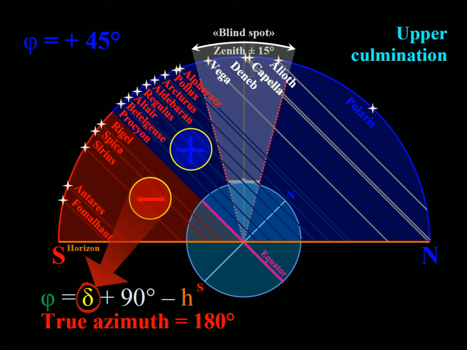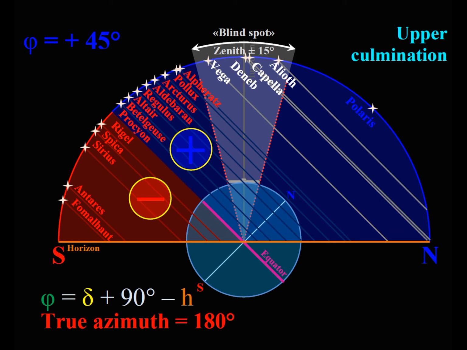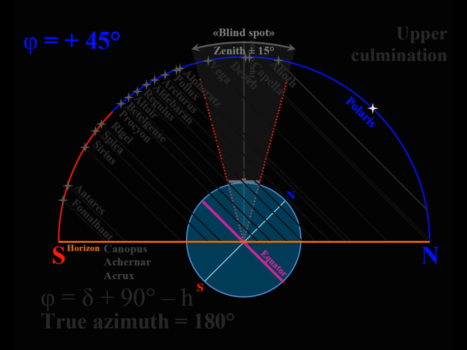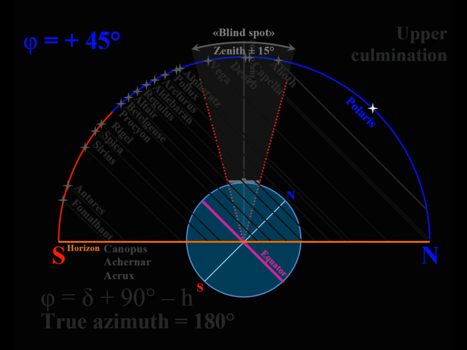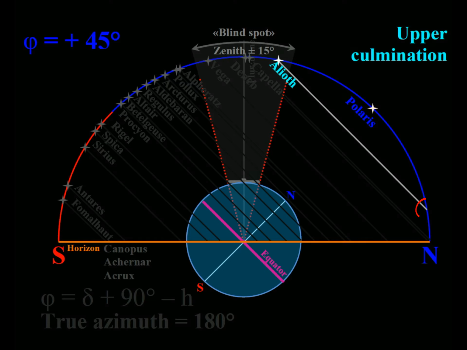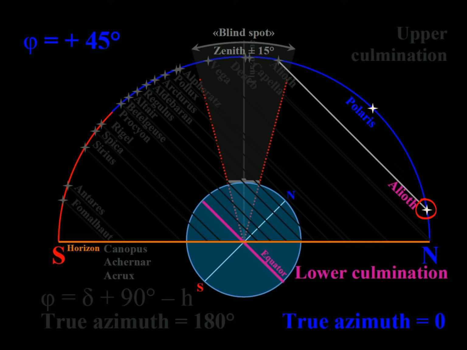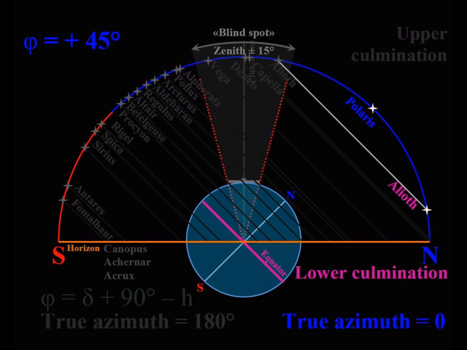Some of the navigational stars are not visible at this latitude. At the same time, note that the lower culmination of Alioth is available for observation at this latitude. You can calculate your latitude using this formula if you measure the altitude of Alioth at the time of lower culmination.